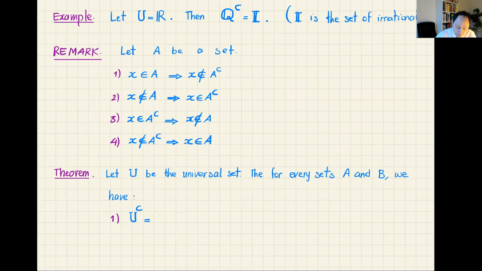So from the Venn diagram, that's also clear. So the complement of the universal set is the empty set. Another extreme, of course, you can immediately guess, yes? What is the complement of the empty set?